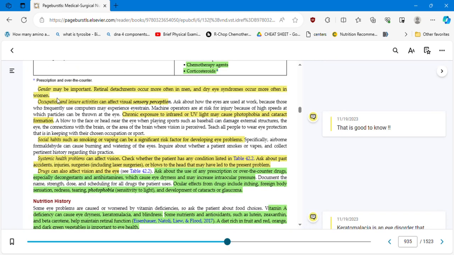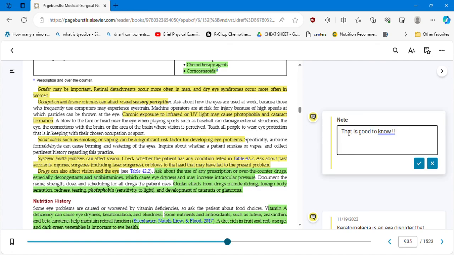More in relation to assessment, the gender is important. Retinal detachments occur more often in men, and dry eye syndromes occur more often in women. The occupation and leisure activities can affect visual sensory perception. Chronic exposure to infrared or UV light may cause photophobia and cataract formation, and that's good to know.